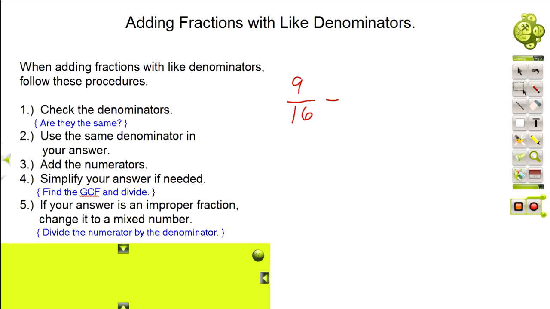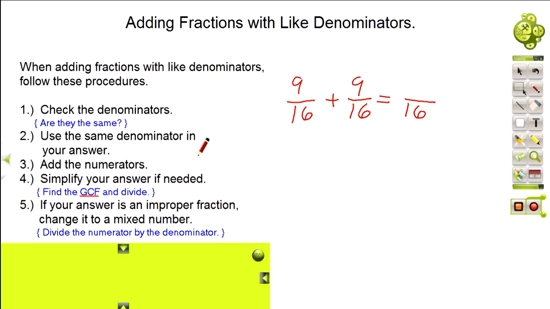Nine sixteenths plus 9 sixteenths. Step 1, check the denominators. They are the same, so we just have to use the same denominator in our answer.